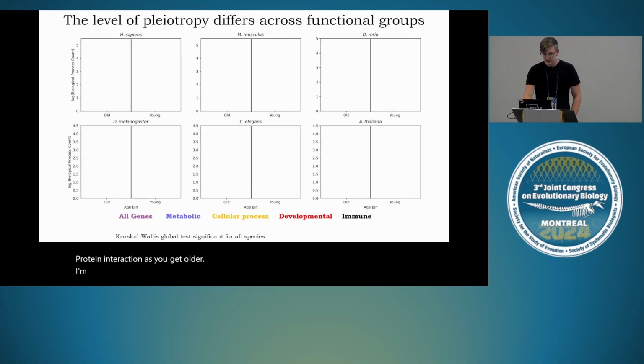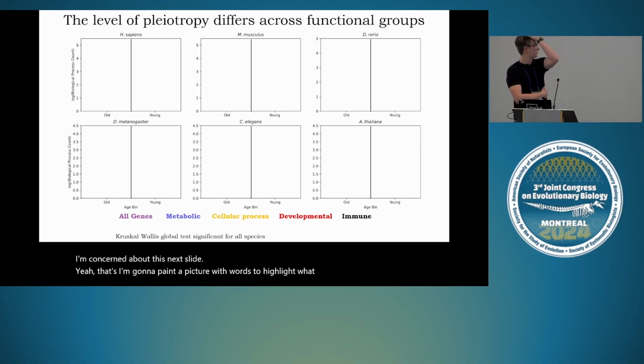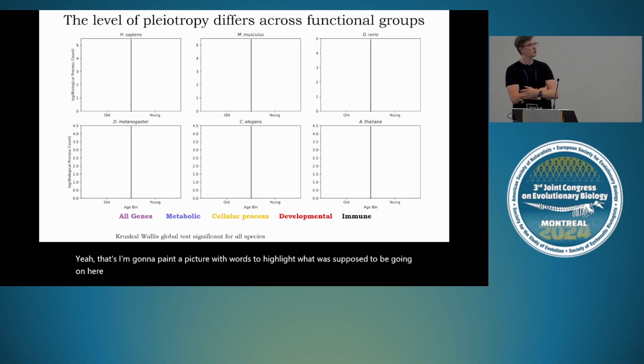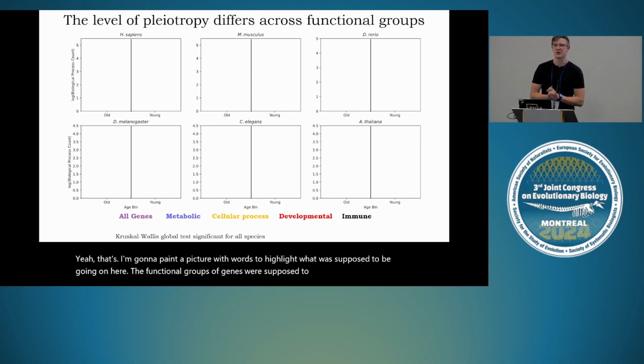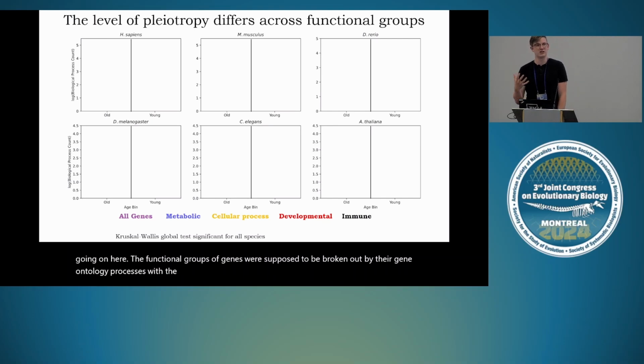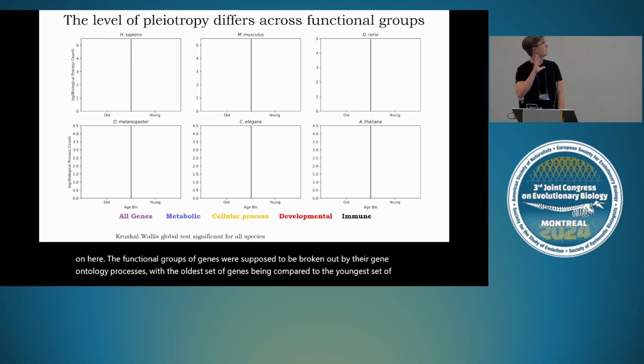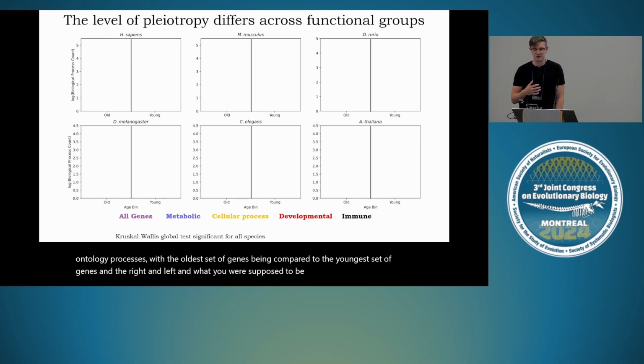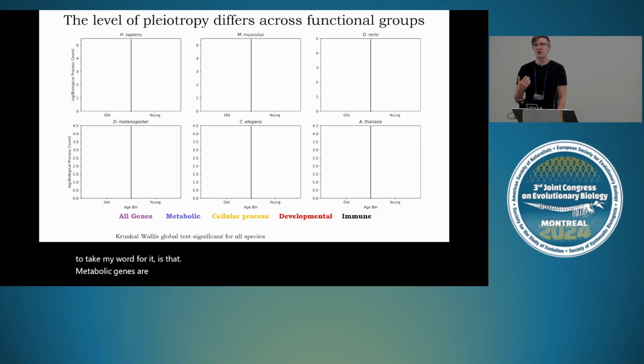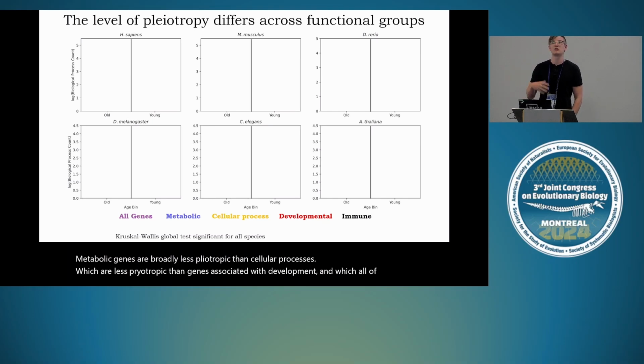I'm concerned about this next slide. I'm going to paint a picture with words. To highlight what was supposed to be going on here, the functional groups of genes were supposed to be broken out by their gene ontology processes, with the oldest set of genes being compared to the youngest set of genes on the right and left. And what you were supposed to be seeing, and you'll just have to take my word for it, is that metabolic genes are broadly less pleiotropic than cellular processes, which are less pleiotropic than genes associated with development, all of which are much less pleiotropic than immune genes.